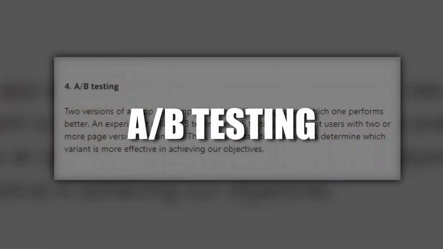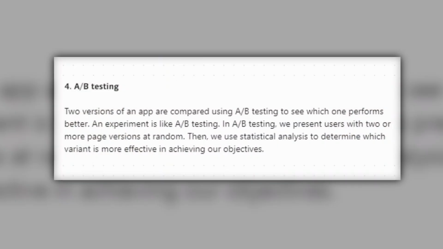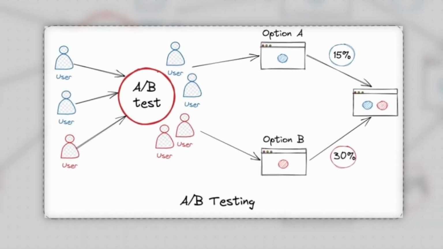All right, deployment option number 4, A/B testing. 2 versions of an app are compared using A/B testing to see which one performs better. An experiment is like A/B testing. In A/B testing, we present users with 2 or more versions of a page at random, then we use statistical analysis to determine which variant is more effective. So have a quick look at the diagram and then I'll explain some examples.